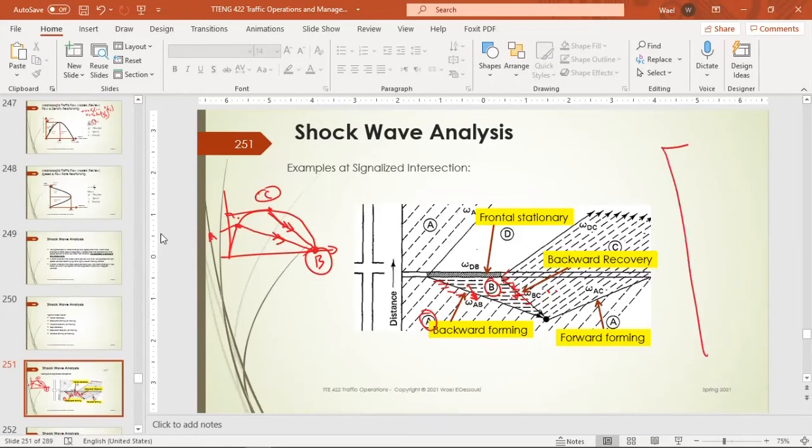Let me just draw it to you like this. This is a queue of vehicles. دي كلها مجموعة من السيارات ورا بعض. Okay? When the signal turns green, what happens? The first car moves.